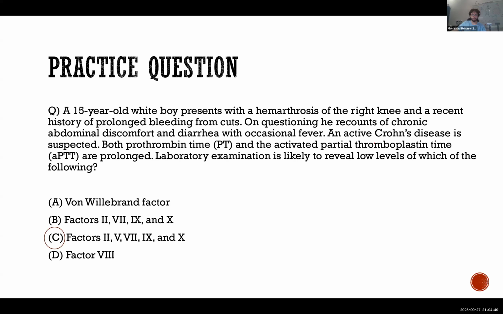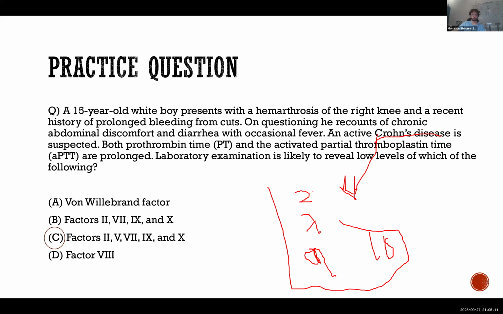They said there is Crohn's disease. Right? What is Crohn's disease? Crohn's disease is related to vitamin K, which means the issue is in factors 2, 7, 9, and 10. Right? Crohn's disease is basically inability to absorb fat, which will lead to a vitamin K deficiency. So these factors will be affected.